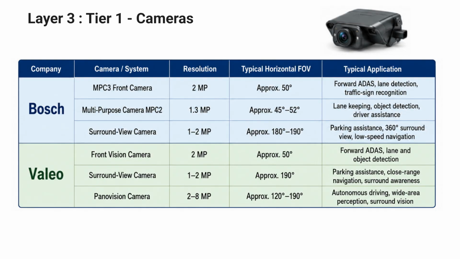Valeo follows a similar structure, with front vision cameras for forward ADAS and surround view systems for close-range awareness. Its Panavision camera platform supports wider fields of view for autonomous driving and surround perception. The key point is that Bosch and Valeo deliver complete vehicle-ready systems, not just camera modules. Their solutions typically include sensors, optics, processing, calibration, diagnostics, software, and vehicle-specific integration.